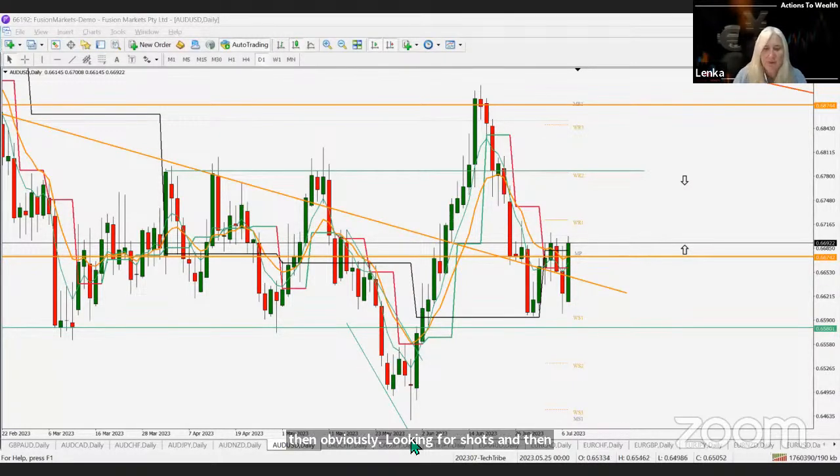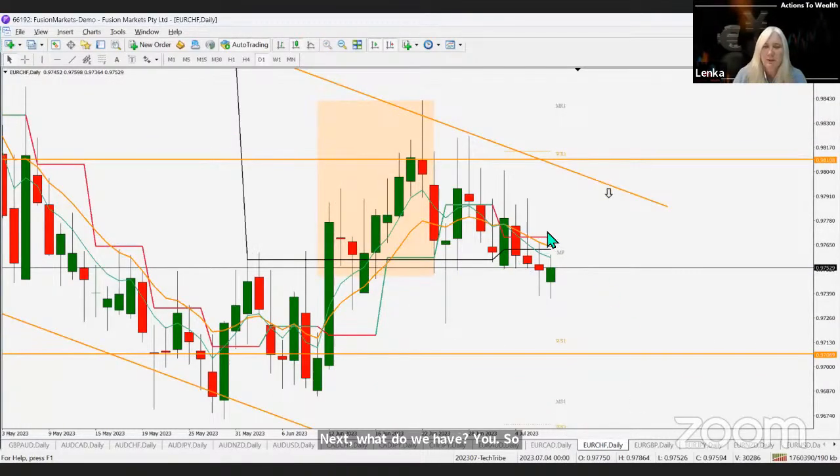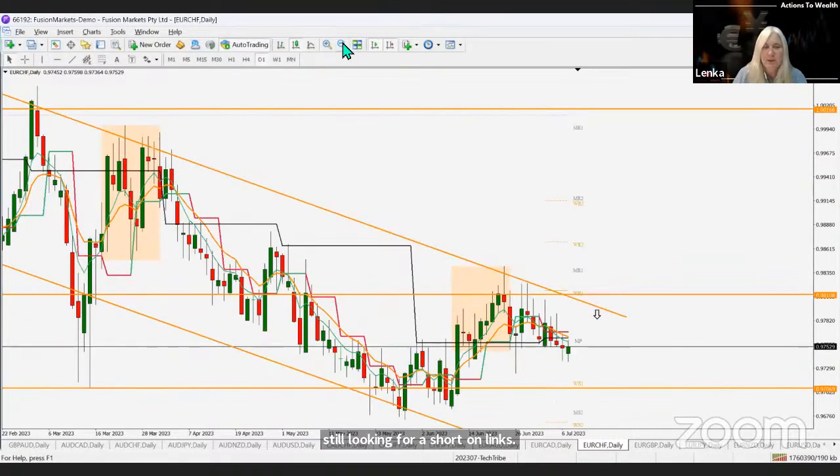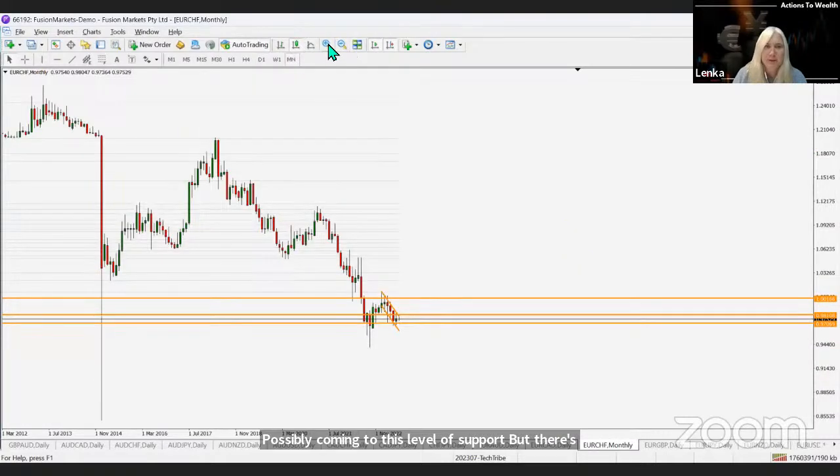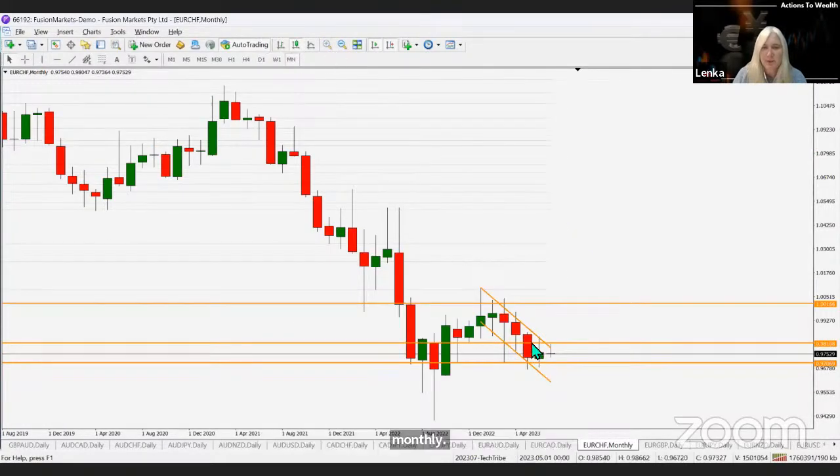Next, what do we have? Euro CHF. I was looking at this last week as well for a short, and I'm still looking for a short on this. We're still in a downtrend, possibly coming to this level of support, but there's still a little bit of room. On the monthly, we have indecision, bouncing between those two levels.